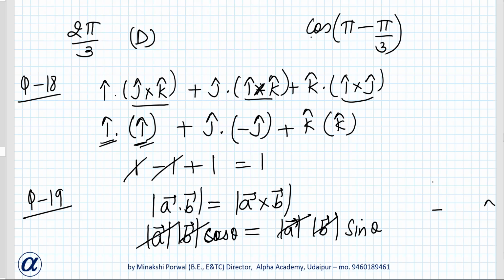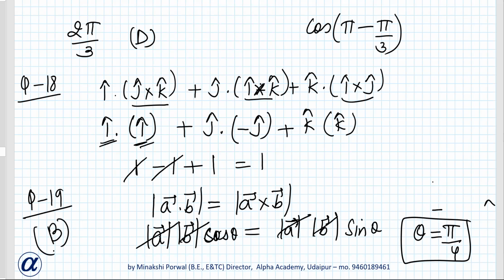So that means what will be the angle? Theta will be equal to pi by 4. So B will be the answer.